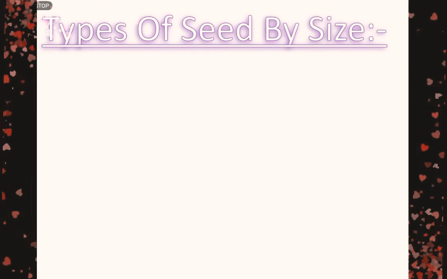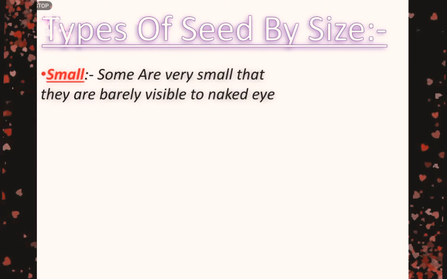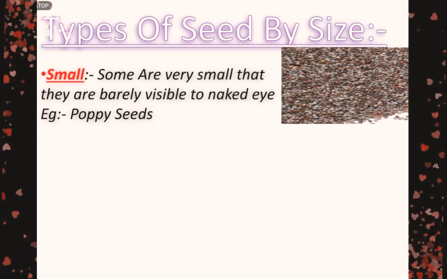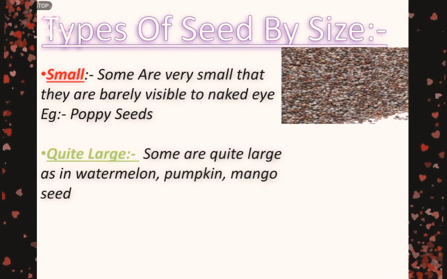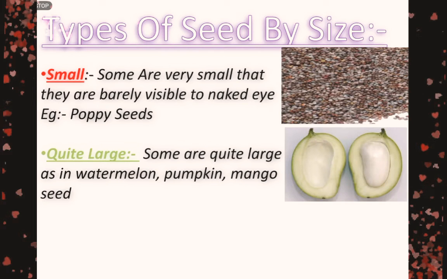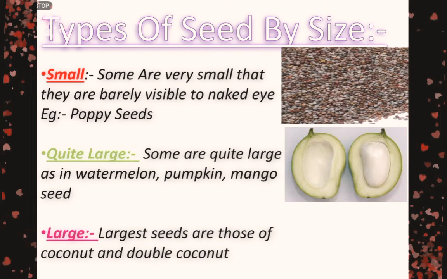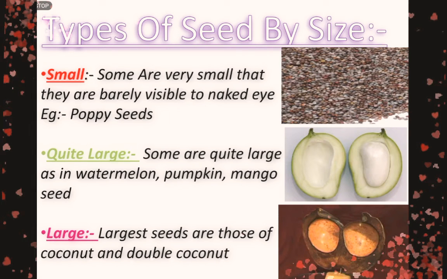Next, let us see the types of seed by size. Some are so small that they are barely visible to the naked eye, for example poppy seeds. Some are quite large, as in watermelon, pumpkin and mango seeds. The largest are those of coconut and double coconut.